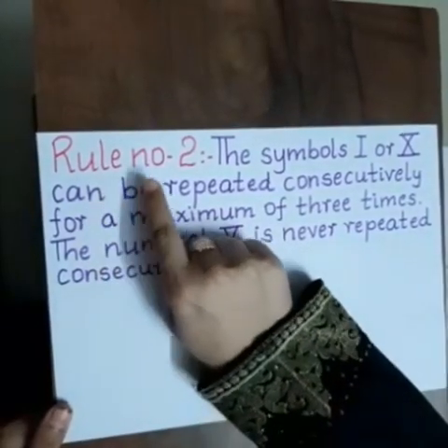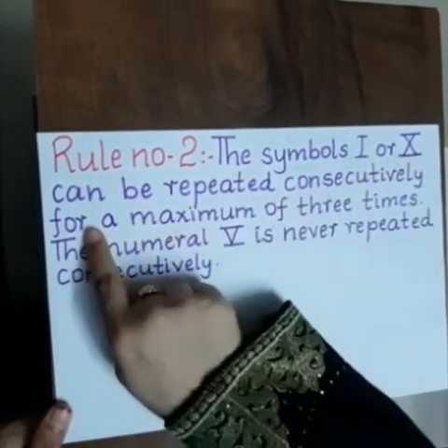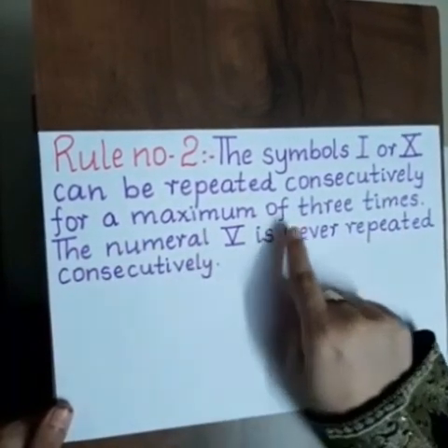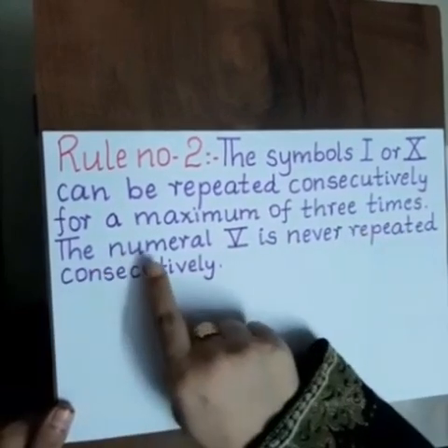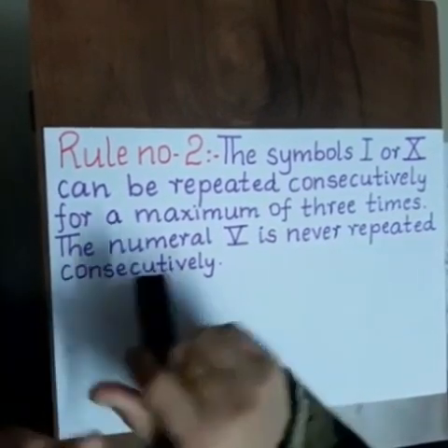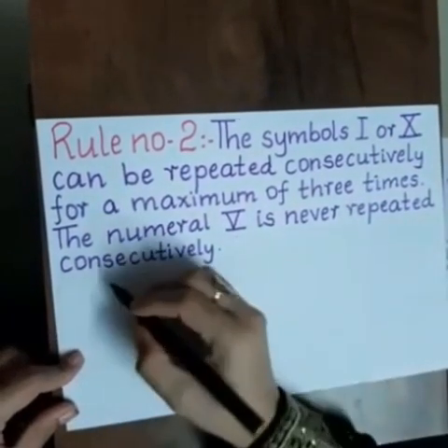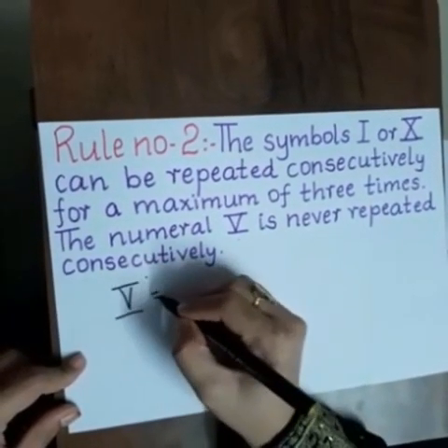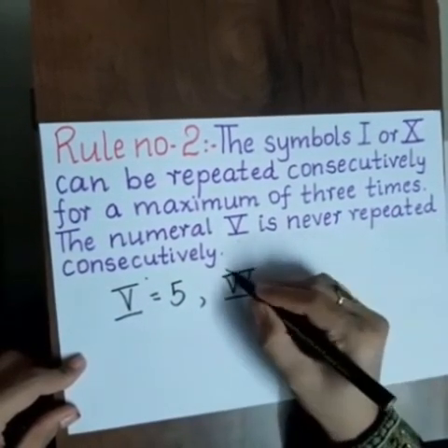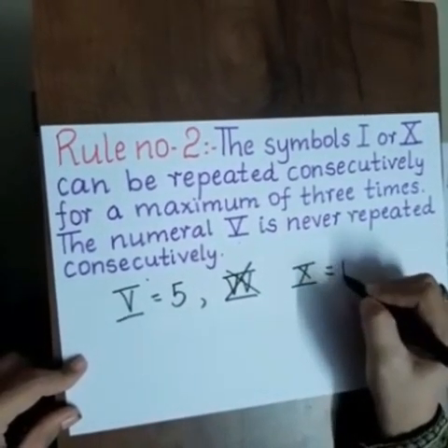Now we are on rule number 2. The symbols I or X can be repeated consecutively for a maximum of 3 times. The numeral 5 is never repeated consecutively. Now here we have something interesting. 5 is never repeated means 5 we have to write only once. We cannot write 5 and 5, that is 10. No. We already have X as 10.